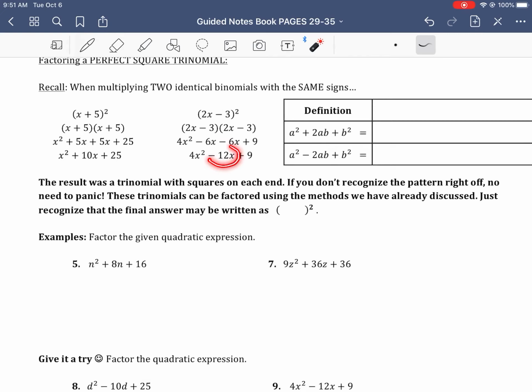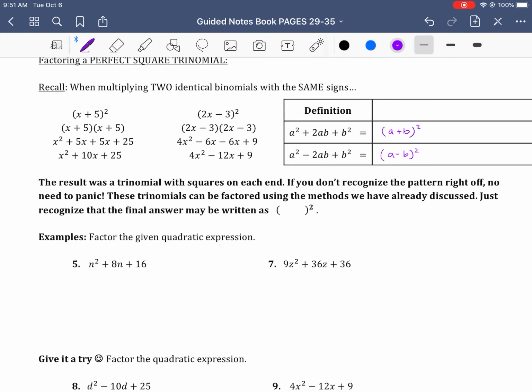However, the middle term is trickier on these ones because you have to make sure the middle term is exactly double the product of the first term and the second term. So this one's a little bit more challenging, but if you can identify that pattern, then you know it's just going to break up into a plus b squared, and a minus b squared, because there will be two of the same thing.